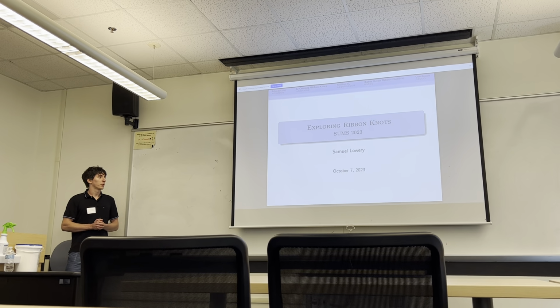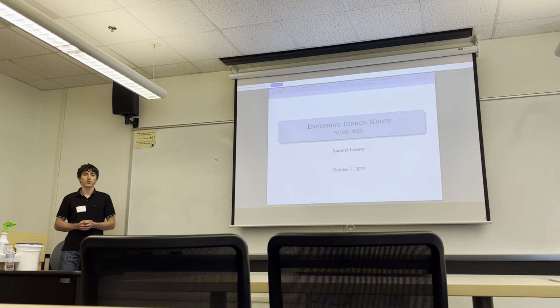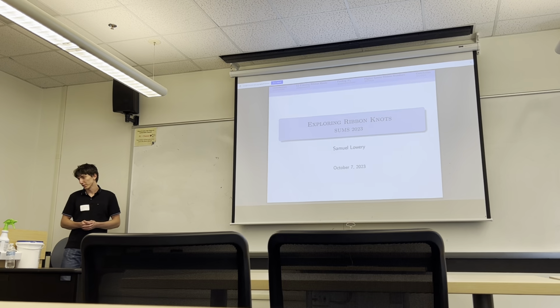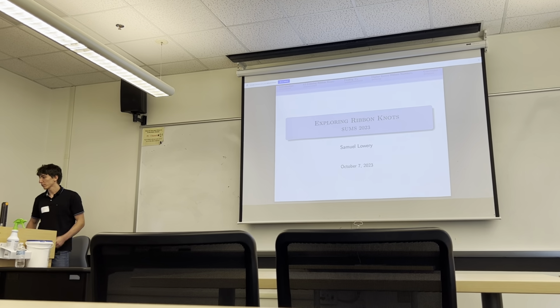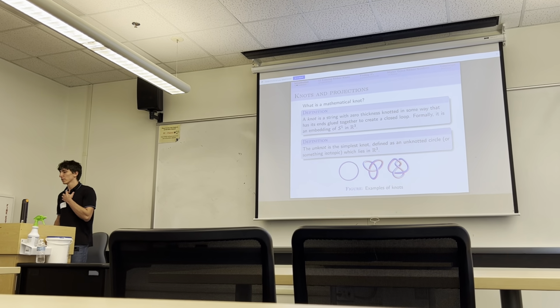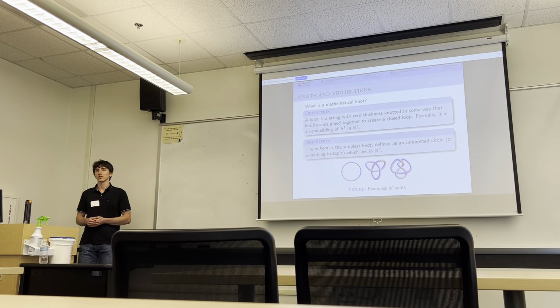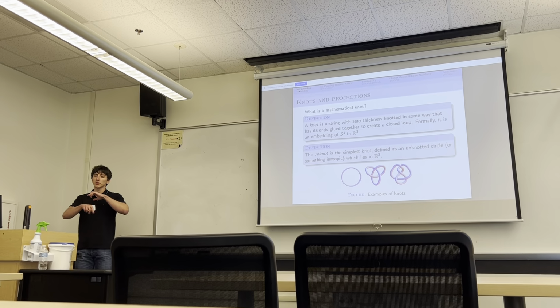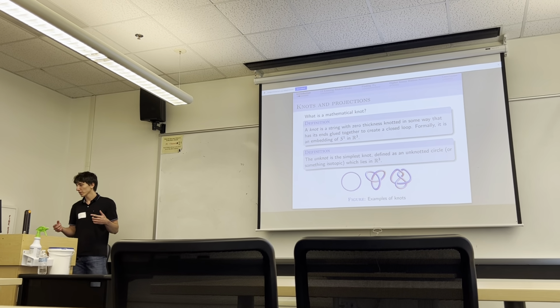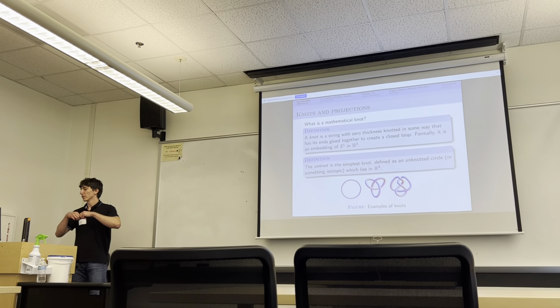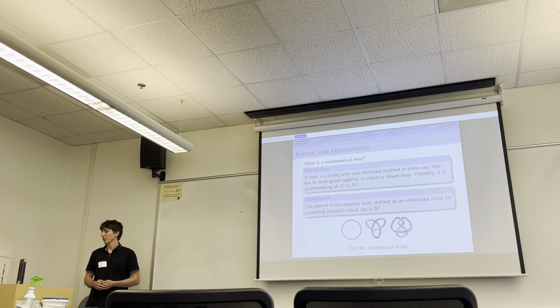Alright, so my research project was done this summer during the Polymath Junior research project, looking at special knots and knot theory. To define what's a mathematical knot, you can think of it as a string with zero thickness, and you loop it in some way in R3, and then you glue the ends together. Formally, it's an embedding of S1 in R3.